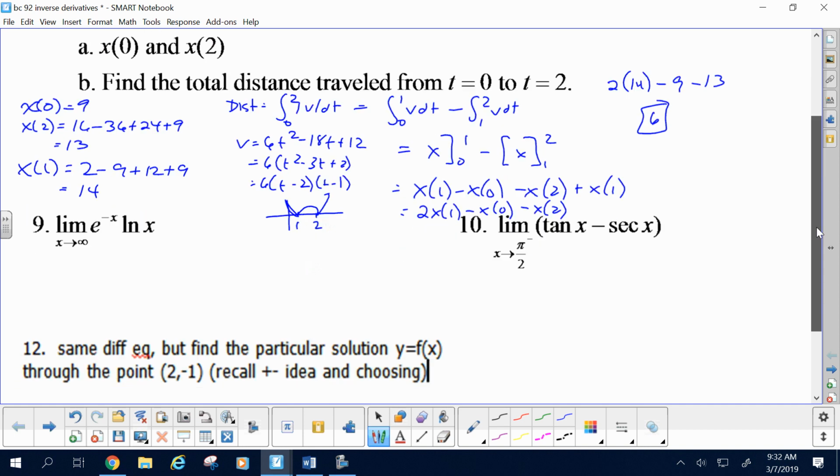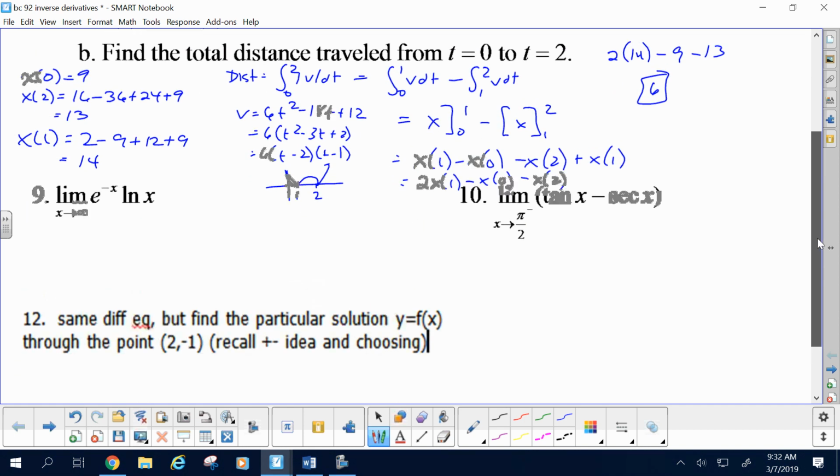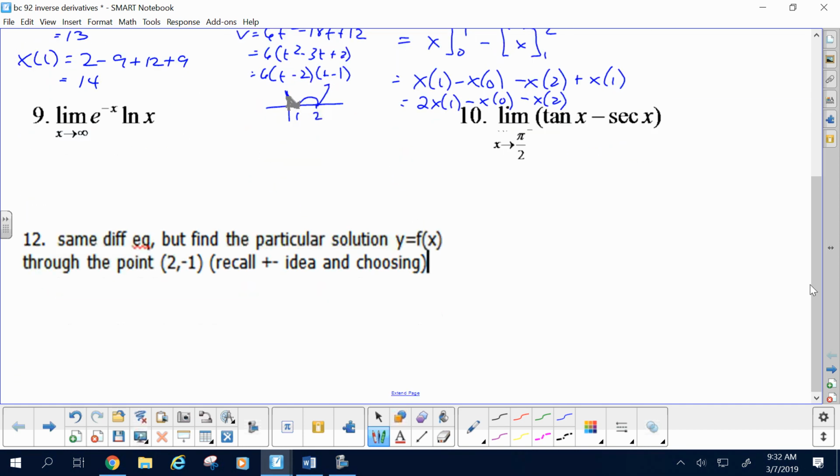Did you get a chance to do 9 and 10 or not yet? All right. 9, 9, and 10. A lot of warm-ups today. Thinking them out right now.